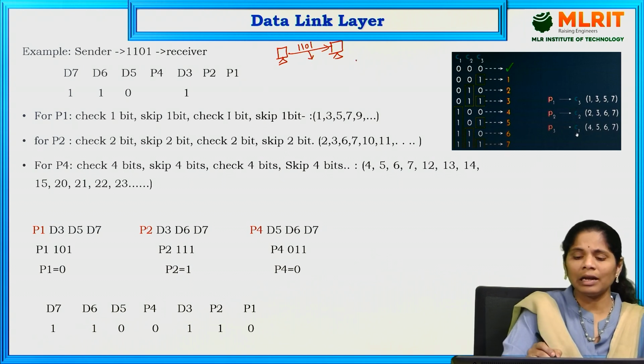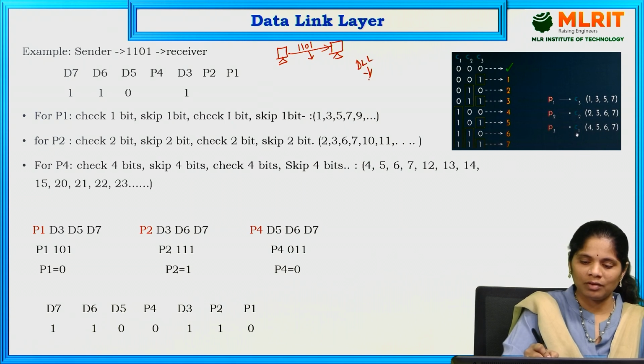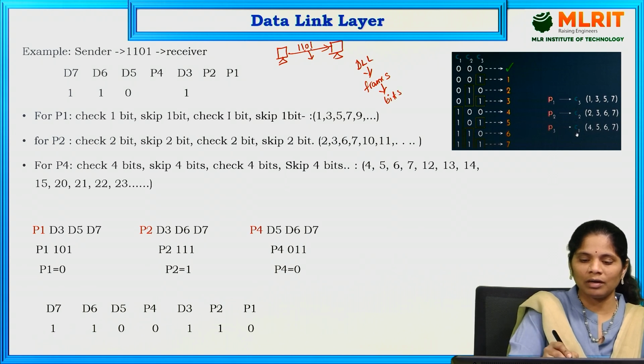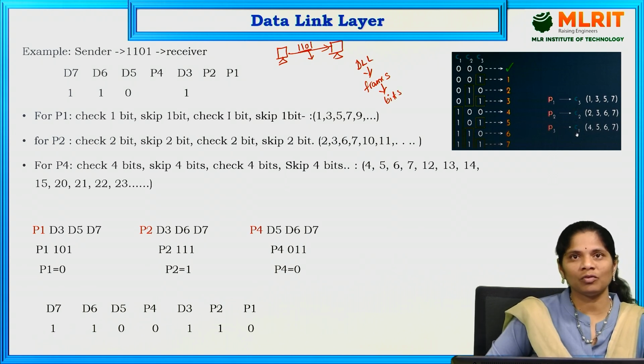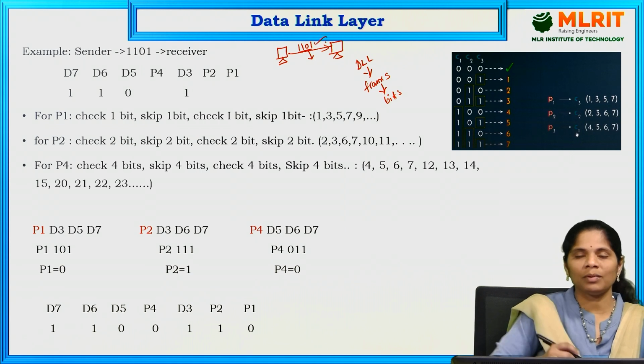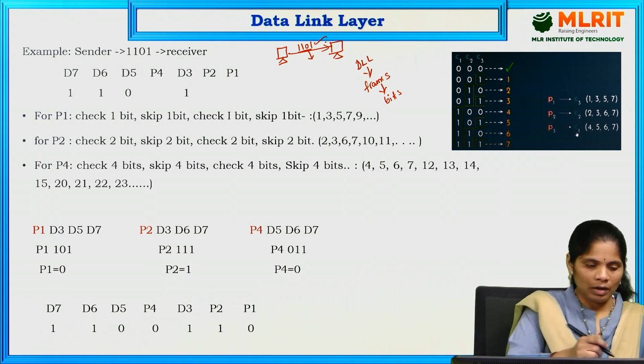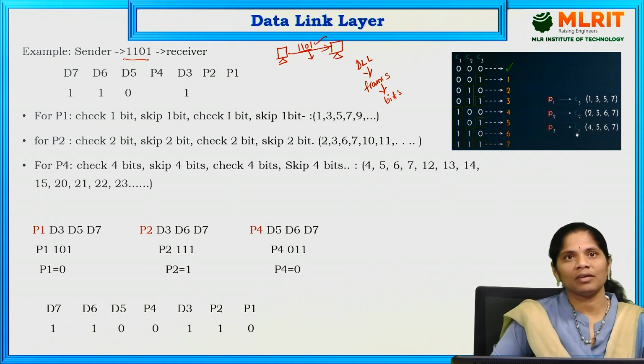The data link layer deals with what? Frames. The data link layer deals with frames, and a frame consists of bits only. That's why whatever message is there is going to be written in the form of 0s and 1s only. So like this, we are sending the data from the sender to the receiver.